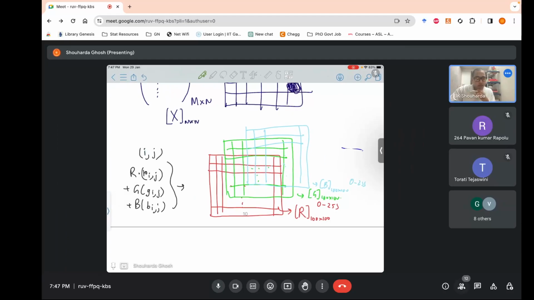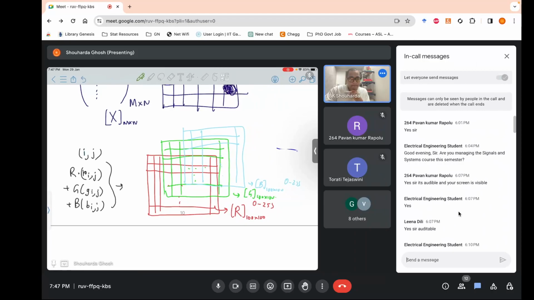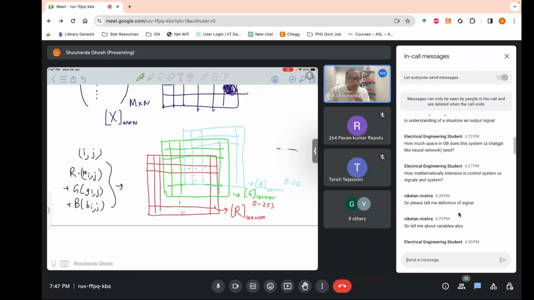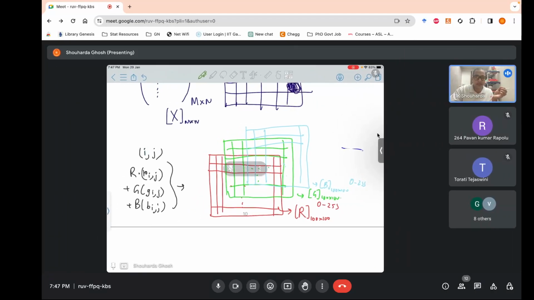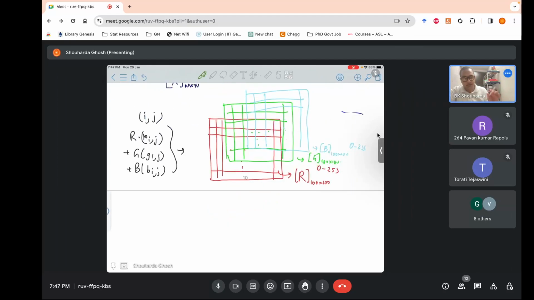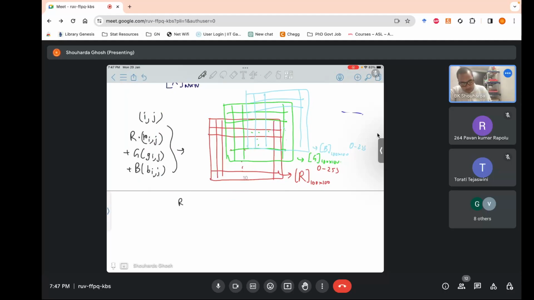Somebody was asking about image signal, image and picture. Yeah, image and picture are the same. And now when you talk about video, we have this dimension of RGB, which is the picture, and then each of these matrices RGB.